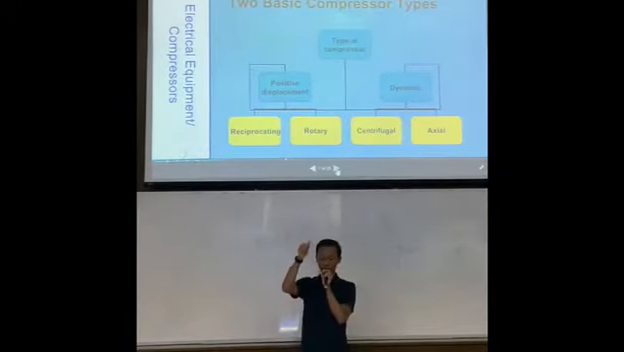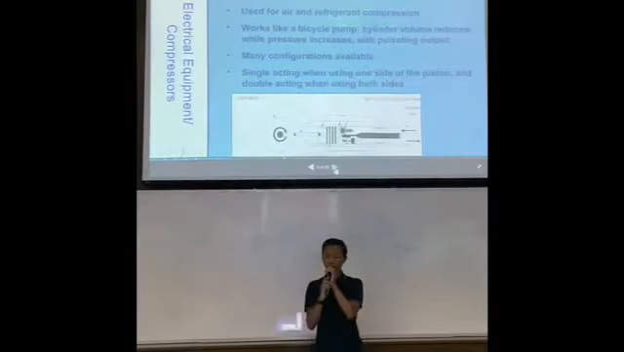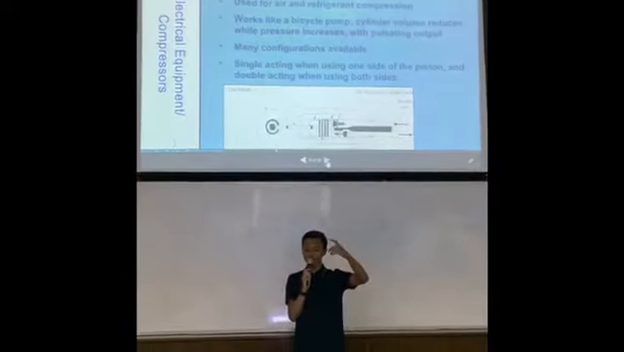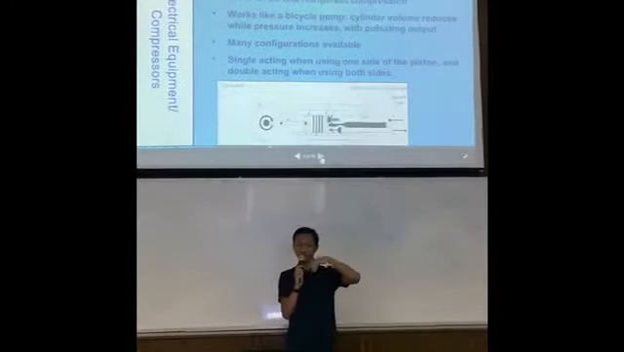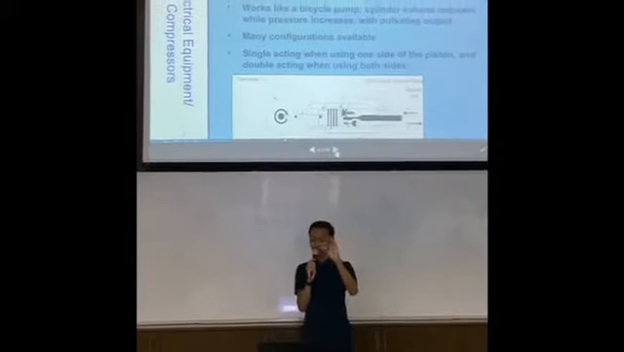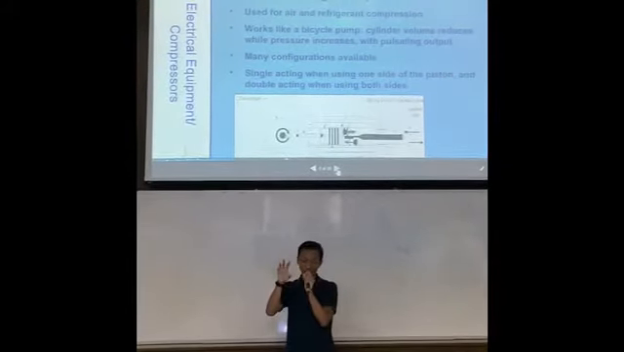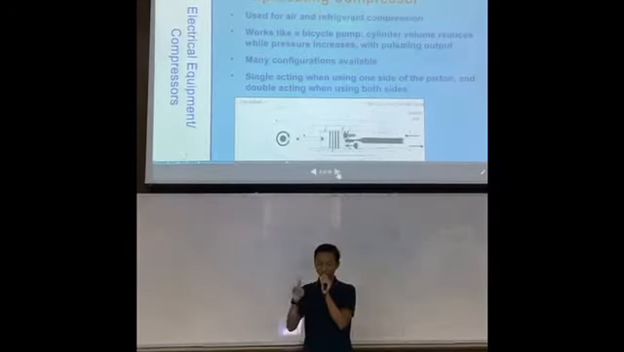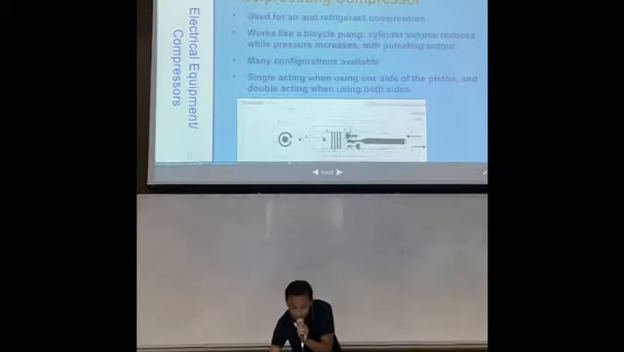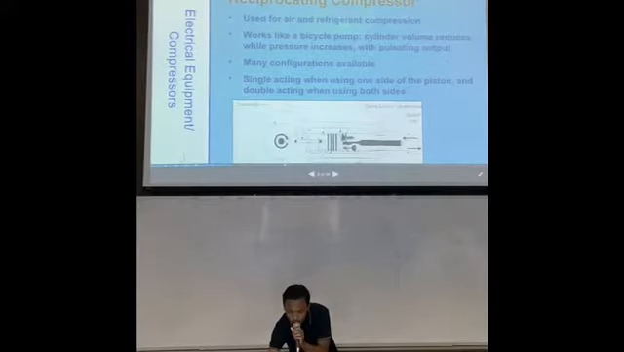One is reciprocating and the other is rotary. For reciprocating, it is used for air and refrigerant compression. The way it works is like a bicycle pump. The cylinder volume reduces, pressure increases, and the output is pulsating. It is single acting when using one side of the piston, and therefore double acting when using both sides. That is how the reciprocating compressor works.